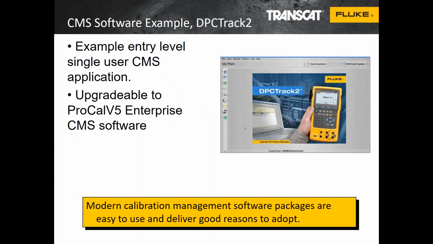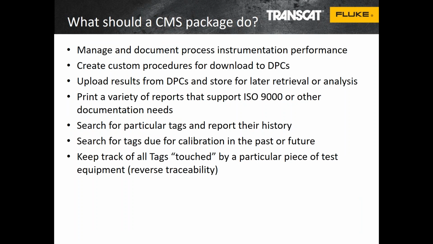Our example, DPC Track 2, is an entry-level single-user calibration management software application. It is upgradable to ProCal V5 Enterprise in the event that multi-user access is required or connectivity to SAP or some other back office system is required. But the modern calibration management software packages are easy to use and deliver good reasons for adoption. Next.